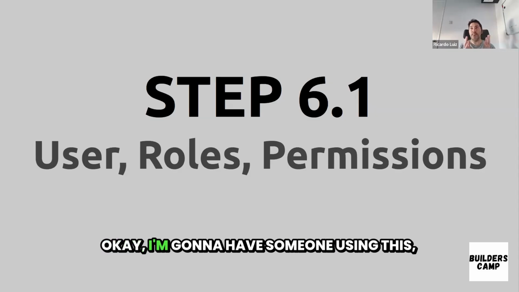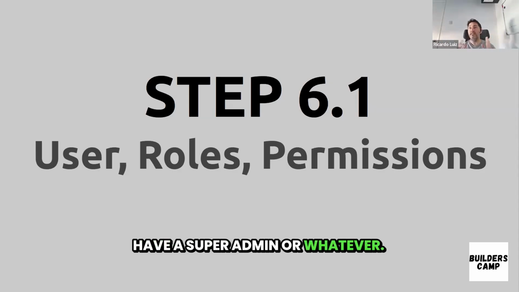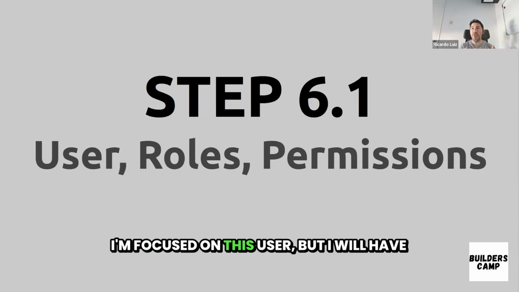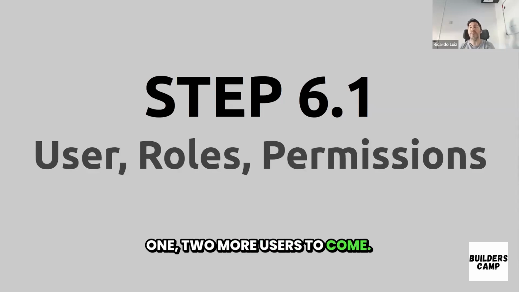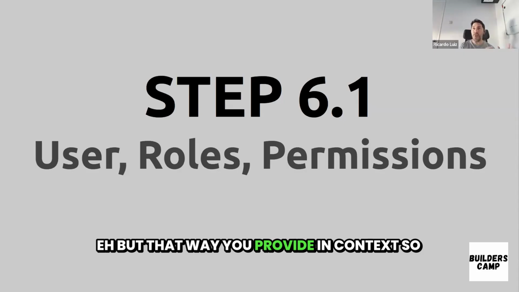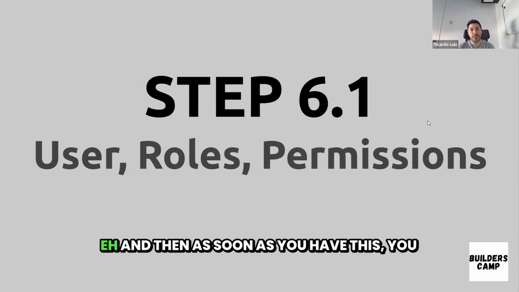Even if you don't know what type of users you're going to have, but you have the feeling that, okay, I'm going to have someone using this, probably I'll have an admin, probably I'll have a super admin or whatever. If you don't know yet, just say, now I'm focused on this user, but I will have 1 or 2 more users to come. I'll give you more detail afterwards. But that way you're providing context so Lovable knows that you're having more than 1 user.